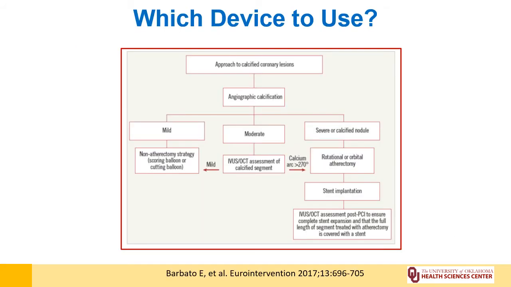This algorithm here shows that if there is angiographic calcification and it is mild, you generally don't need imaging to determine how to treat it. You can just treat it with a scoring balloon or cutting balloon. On the other hand, if it is severe, then you know that you need atherectomy. It is the moderate calcification where intravascular imaging is very helpful in determining the next course of action, whether you need to go towards scoring or cutting balloon, or towards atherectomy and then stent implantation, which can be optimized with imaging guidance.